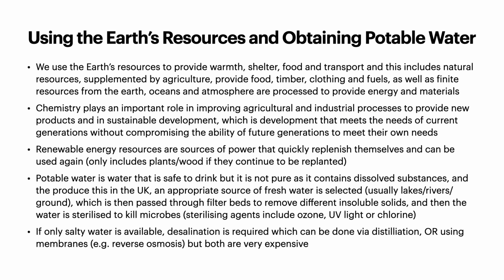First, we have using Earth's resources and obtaining potable water. So we use the Earth's resources to provide warmth, shelter, food and transport, and this includes natural resources supplemented by agriculture, provide food, timber, clothing and fuels, as well as finite resources from the Earth, such as oceans and atmosphere, which are processed to provide energy and materials.